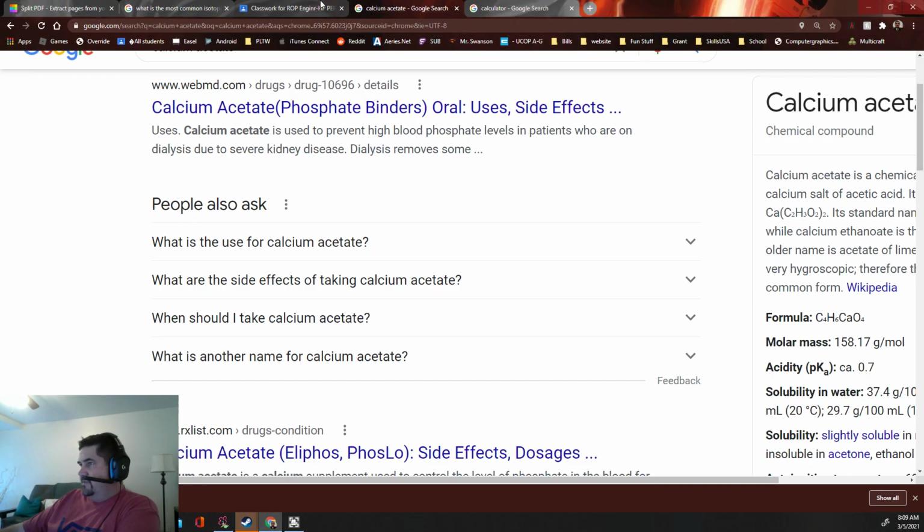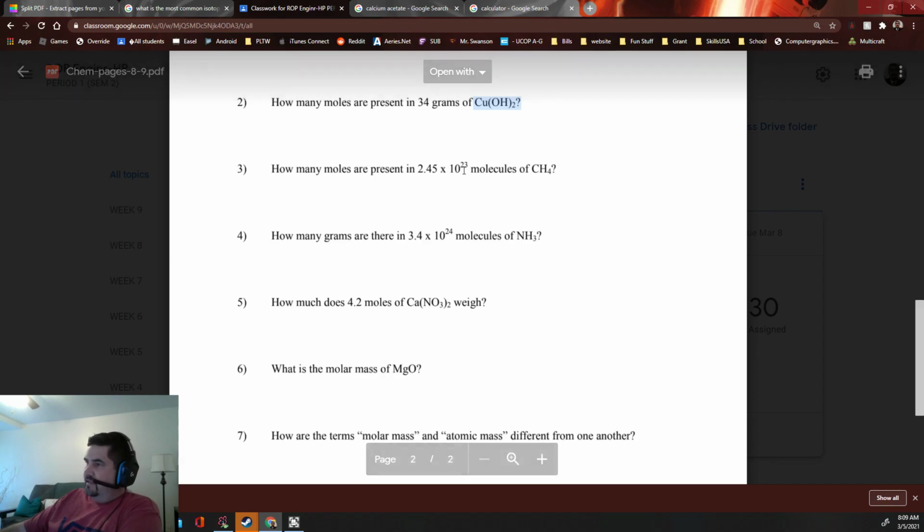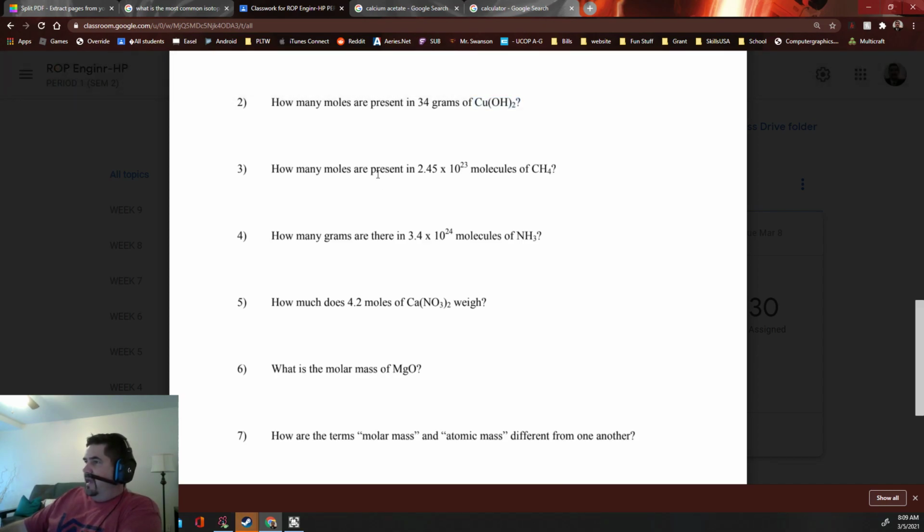So that's exactly what you'd be doing for this assignment right here, where they said, where were we? Right here. How many moles are there in 34 grams of this? The only thing is you have to figure out the molar mass of that first, instead of CO2. How many moles are present in this?